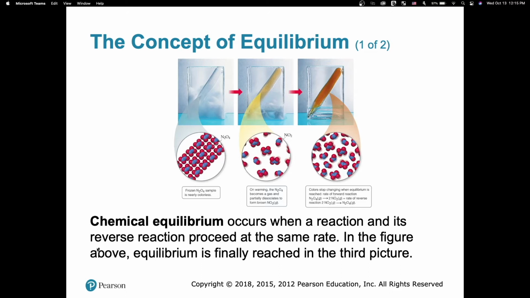And the reason why is because the rate of creating the products is the same as the rate of creating the reactants, right? So there won't be any change in the number of moles of products or reactants once you reach equilibrium. Make sense?